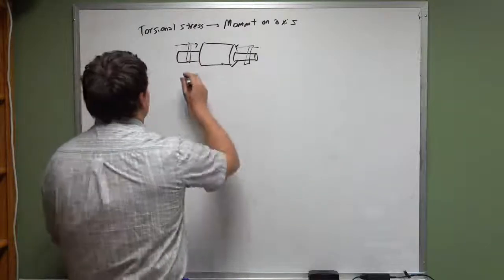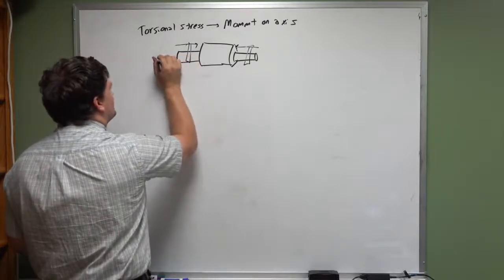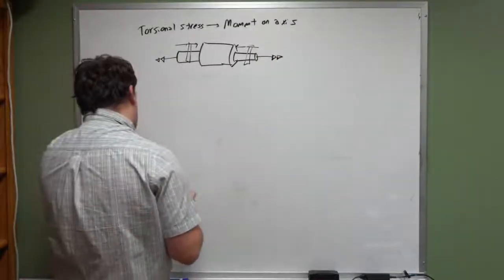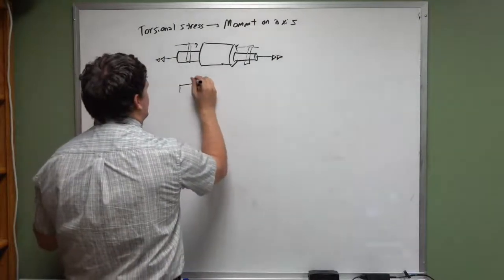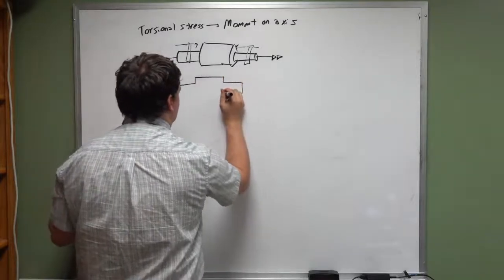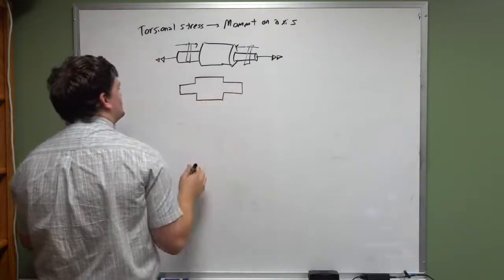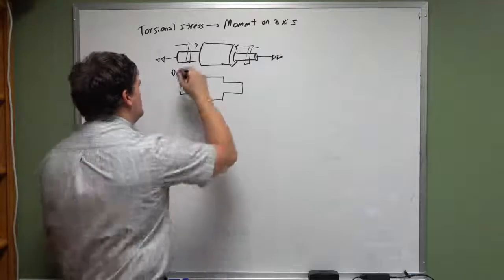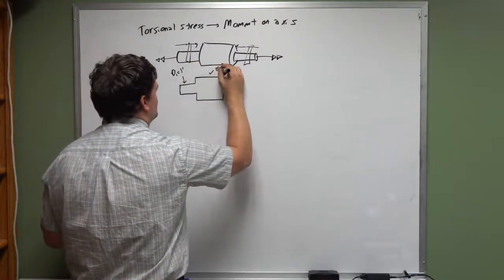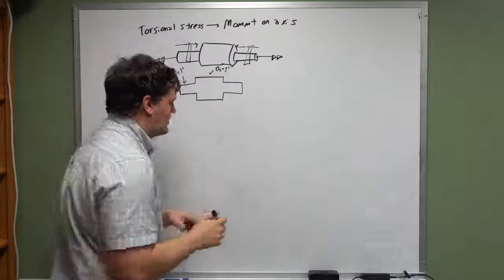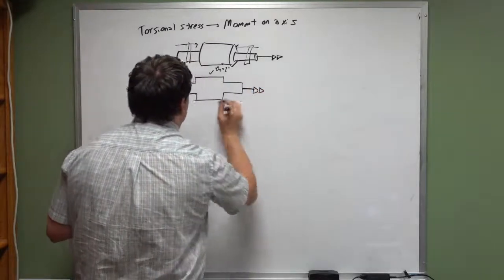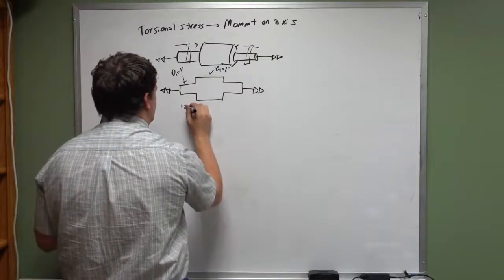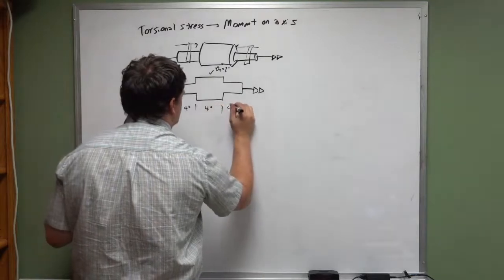So here, let's say we are applying a torsional load on both sides of this stepped shaft, and the dimensions of the shaft from the side view look like this. We'll say that diameter 1 is equal to 1 inch and diameter 2 is equal to 2 inches. We're applying that torsional load on both ends, and we can say this is 4 inches, this is 4 inches, and this is 4 inches.